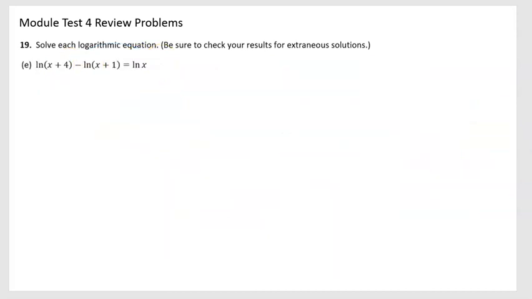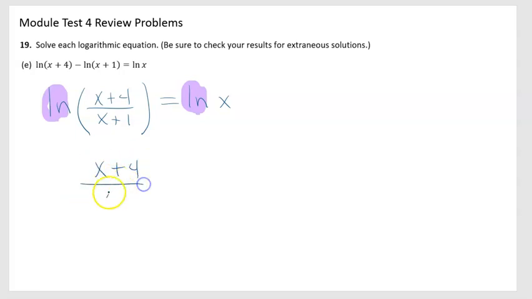Now look at this. I've got all kinds of logarithms going on here. We do need to condense. This is subtraction, so you know that turns into division. So natural log, x plus 4 goes in the numerator, x plus 1 goes in the denominator, and I have a natural log of x on the other side. Now, you can write this in exponential form, but let me show you something. Because you have a natural log on the left and a natural log on the right, it must mean the insides have to equal each other. That's the only way this would be true. So you can ignore the natural log and say x plus 4 over x plus 1 must equal x.